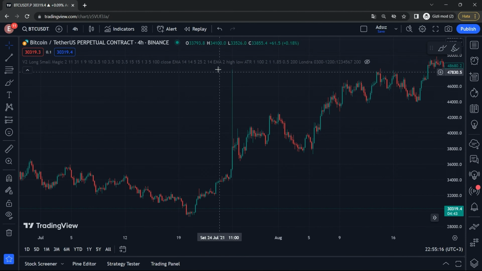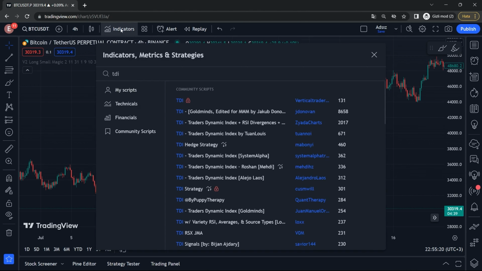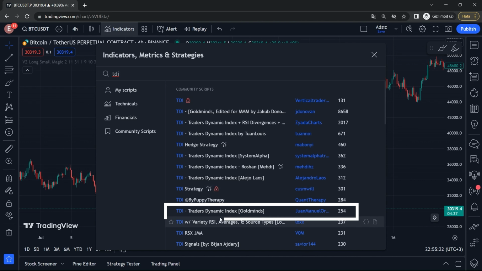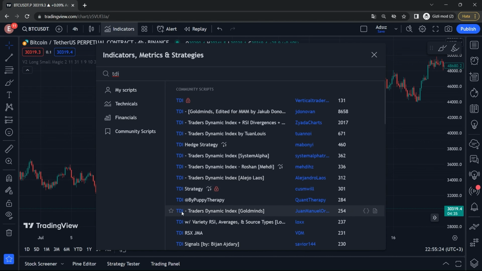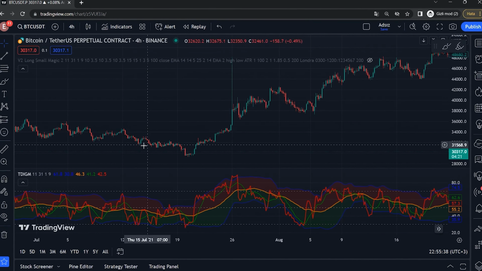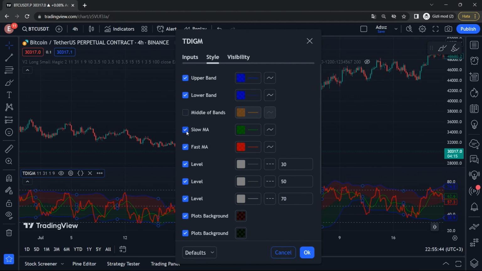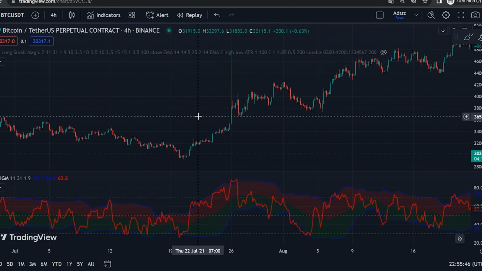To find this indicator, click on the indicator section above. We write TDI and open the TDI shared by the user below. Others are not so successful. So open it, let's examine it right away. By the way, there is no need for some lines in the method we will use. I will remove them for now. We removed those too. Yes, let's examine it.